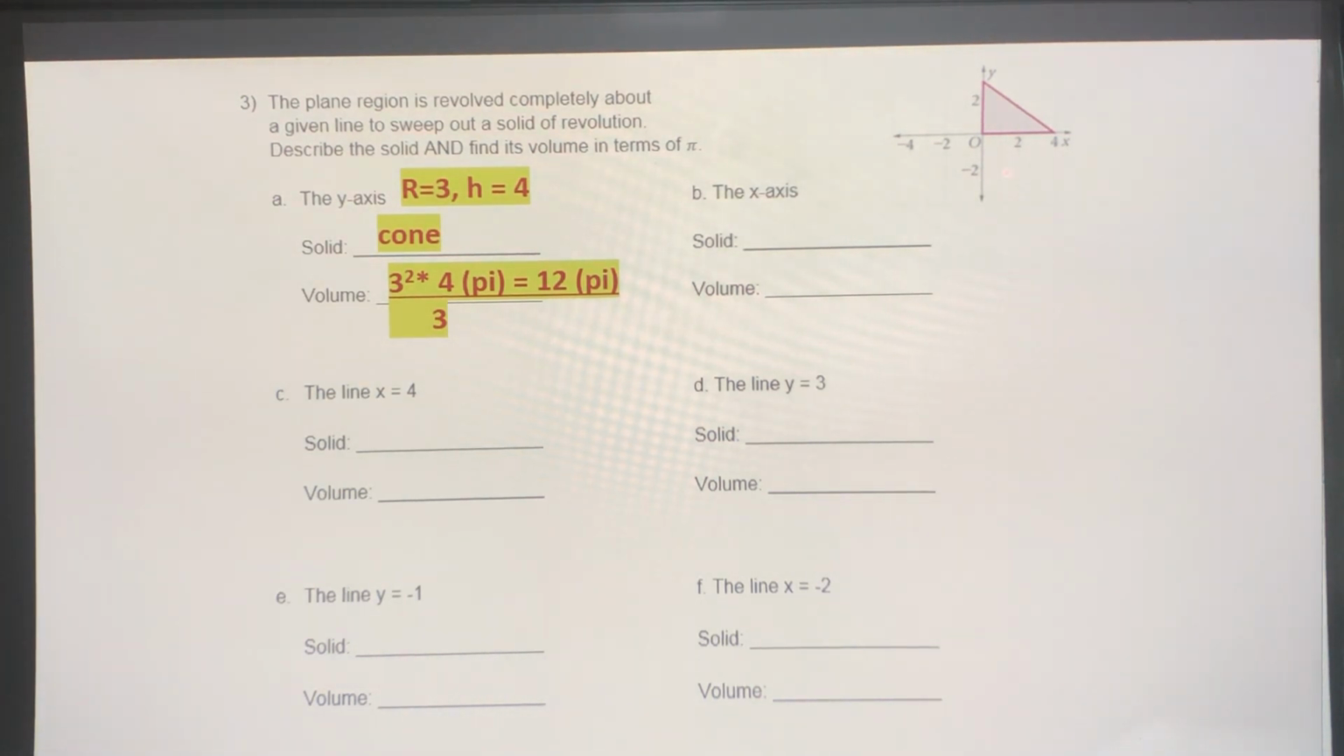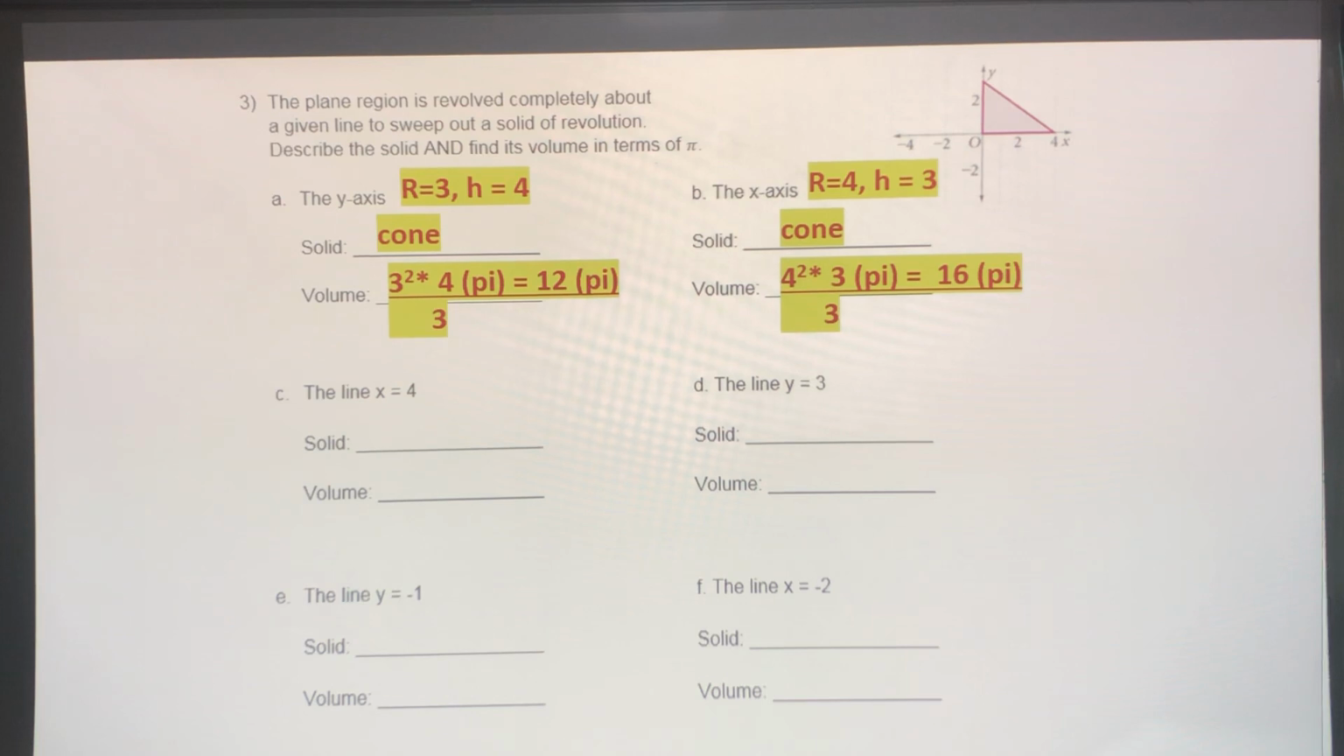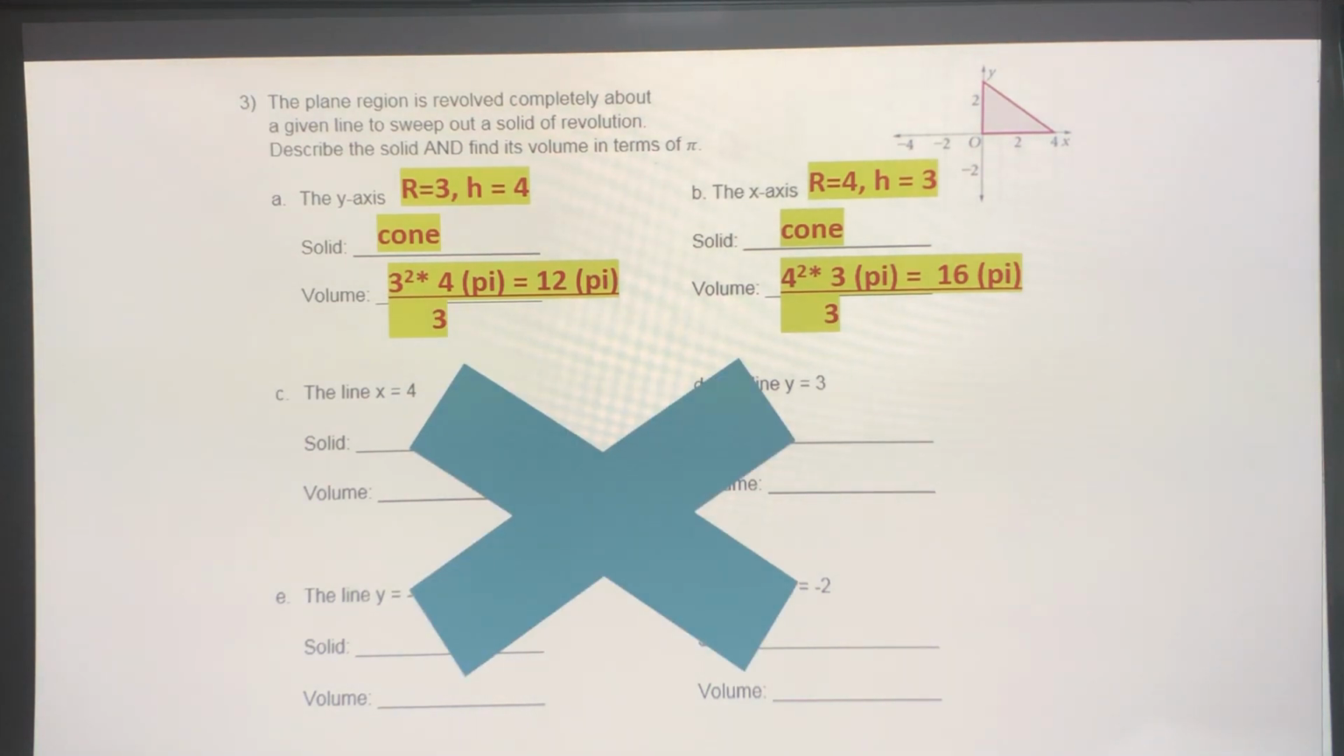All right, for part B, we're going to revolve it around the x-axis. So in this case, we're going to revolve it downwards. Okay, we're going to have a cone and a volume of 16 pi. All right, these examples here you are not responsible for.